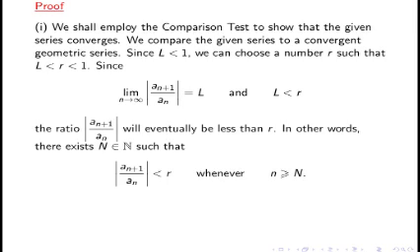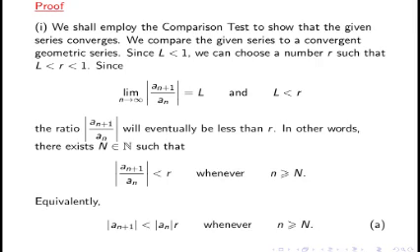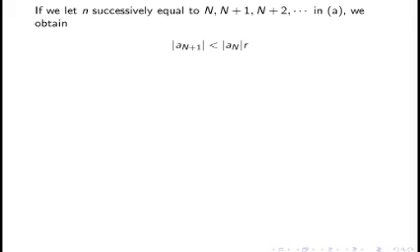Now, the absolute value of a_(n+1) divided by a_n is the absolute value of a_(n+1) divided by the absolute value of a_n. And so we get that the absolute value of a_(n+1) is less than the absolute value of a_n times r for all n larger than capital N. And now we can do this for all larger n. So we start at capital N, we go to n plus 1, n plus 2, and so on.